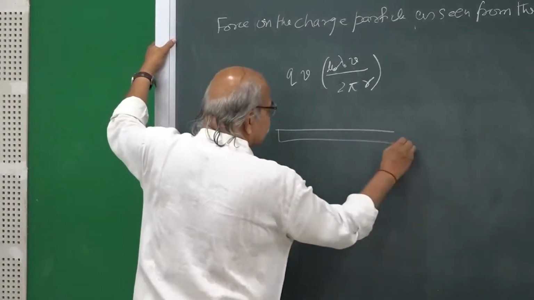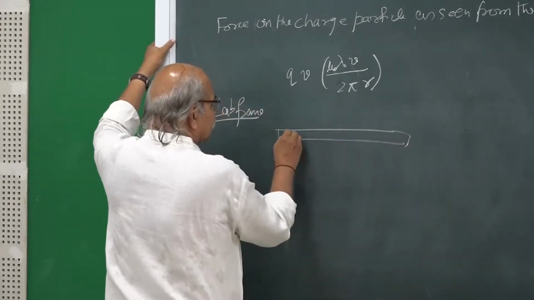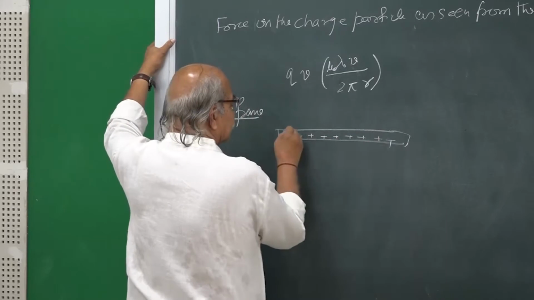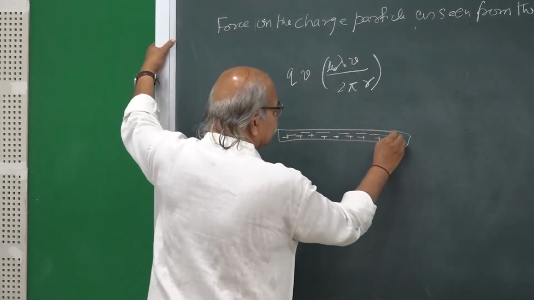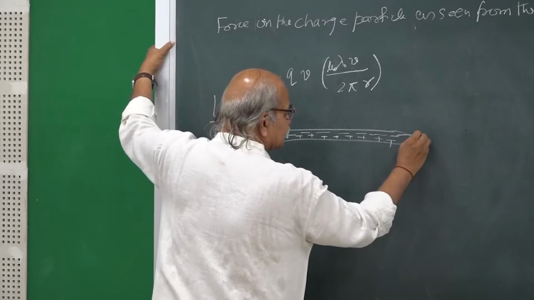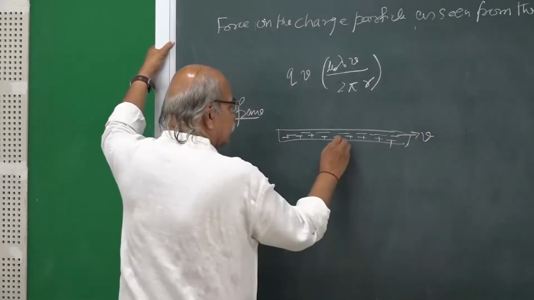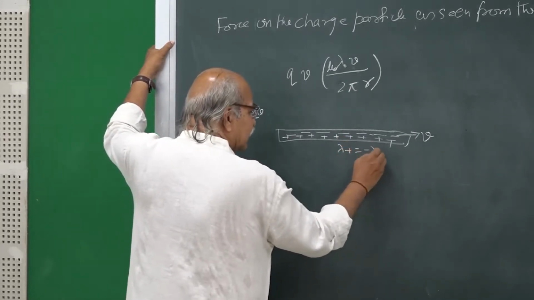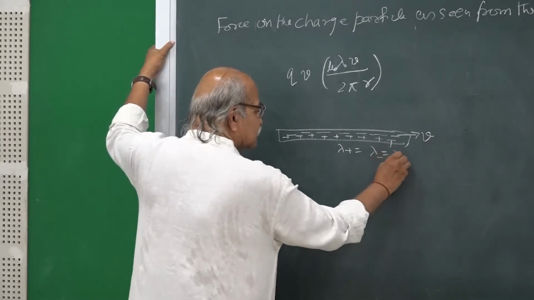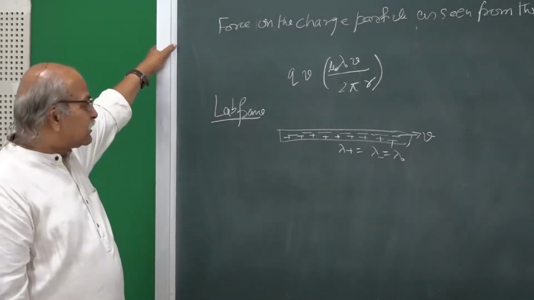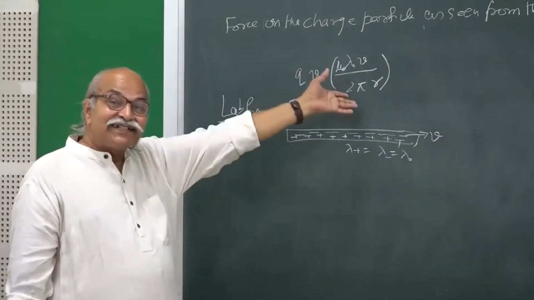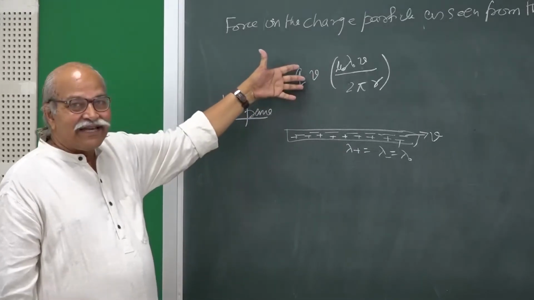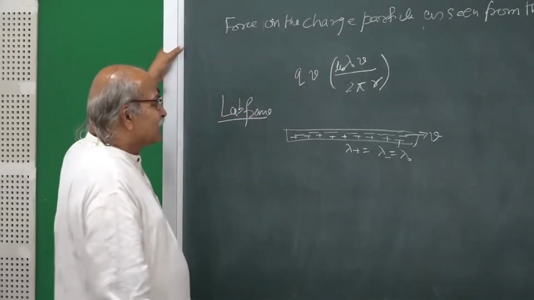In the lab frame, what is this picture? The picture was that the positive charges are at rest, the negative charges are moving. So, there is a current here, this is moving with velocity v, and the charge densities were the same, lambda plus equal to lambda minus, and that is equal to lambda naught. So, there is no electric field, but the force is there. So, there has to be another kind of field which exerts force in the lab frame, and you can recognize what it is.